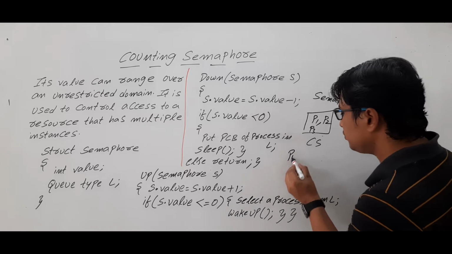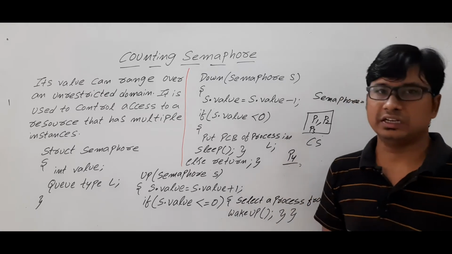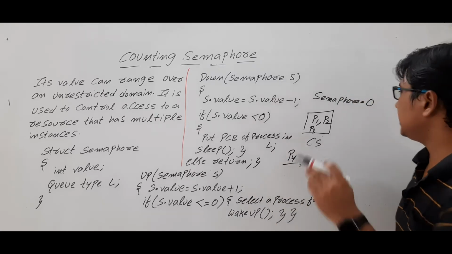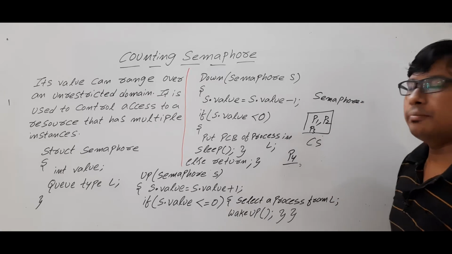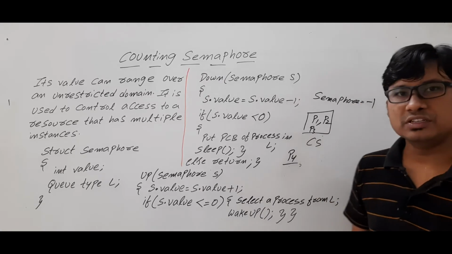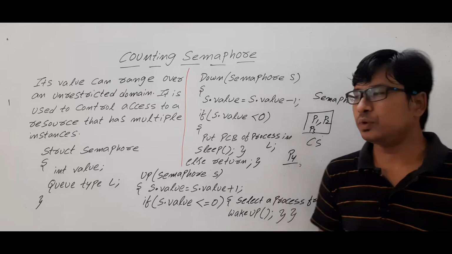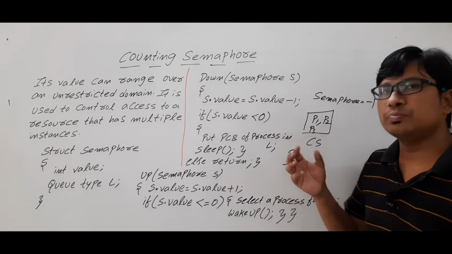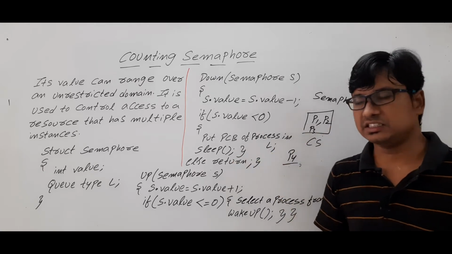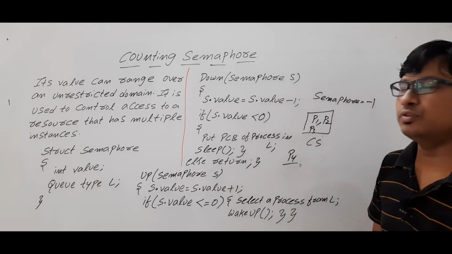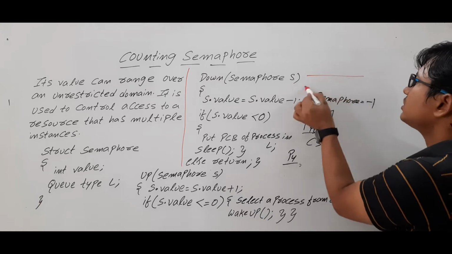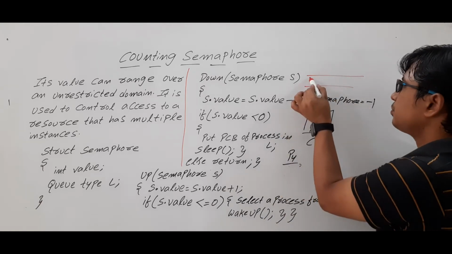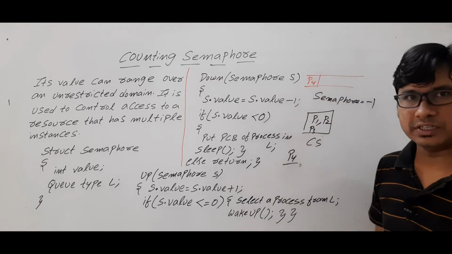Now process P4 wants to enter the critical section. Again it will decrement the value by 1. Now this value becomes minus 1. As this value is less than 0, the process P4 cannot enter the critical section. So process P4 will go to the sleep state. Now process P4 is in the sleep state.